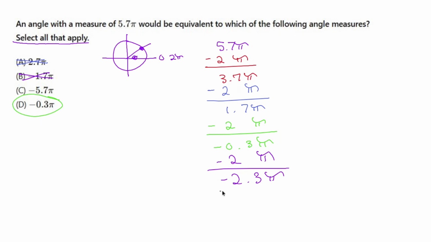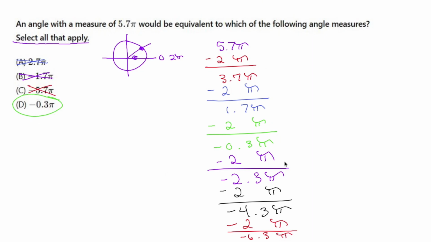Let's keep going. Minus 2 pi is going to get me negative 4.3 pi. That's not an option. Looks like all we have to do is one more time. Minus 2 pi is going to get me negative 6.3 pi, which passed it. So D is the only option. After all of that, D was the only option that seemed to work. So D is going to be our only answer.